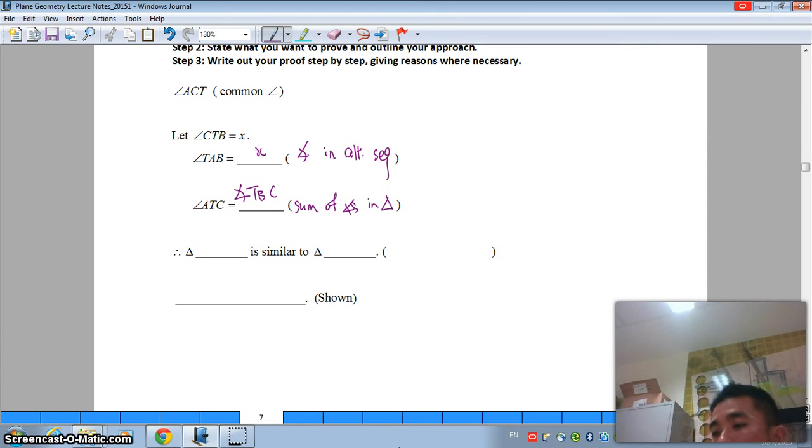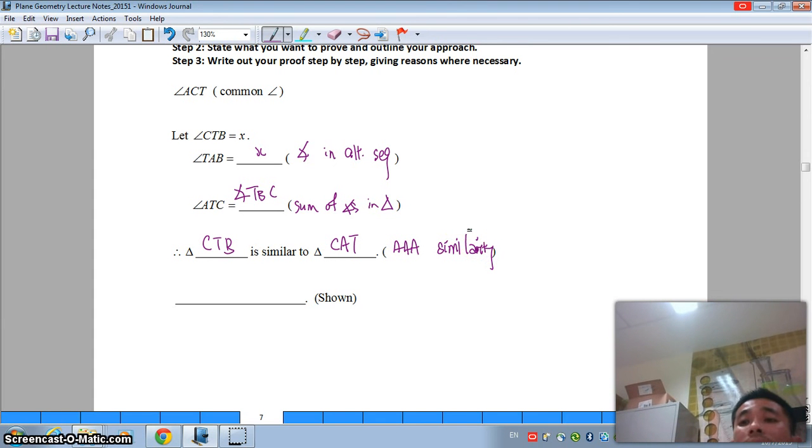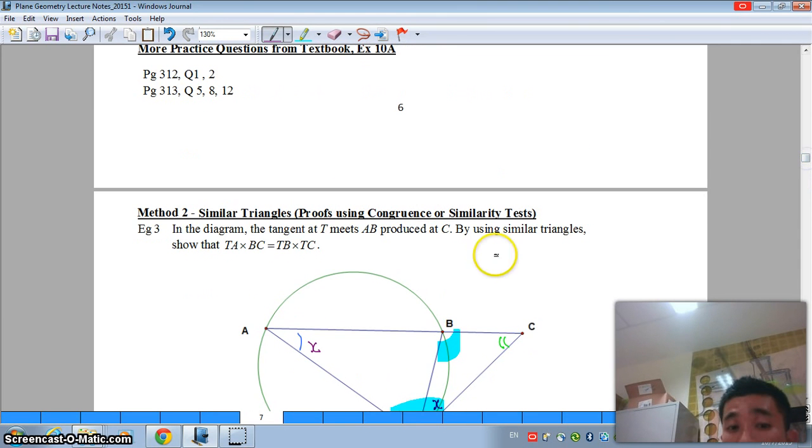Please write it in the correct sequence. I will start with the common angle, angle X, and the last unknown angle. So I have from the smaller triangle CTB, similar to the bigger triangle CAT. What's the reason? The use of AAA similarity.